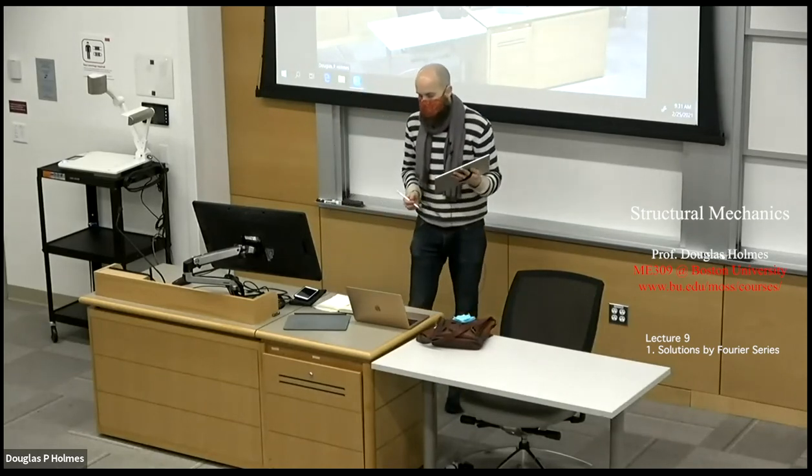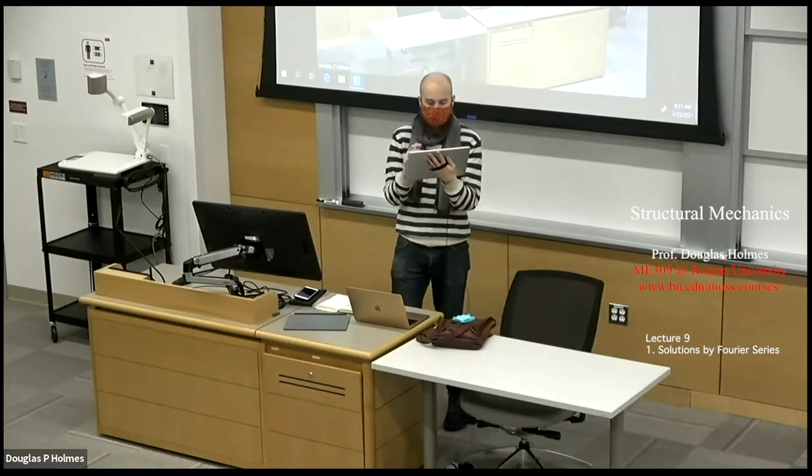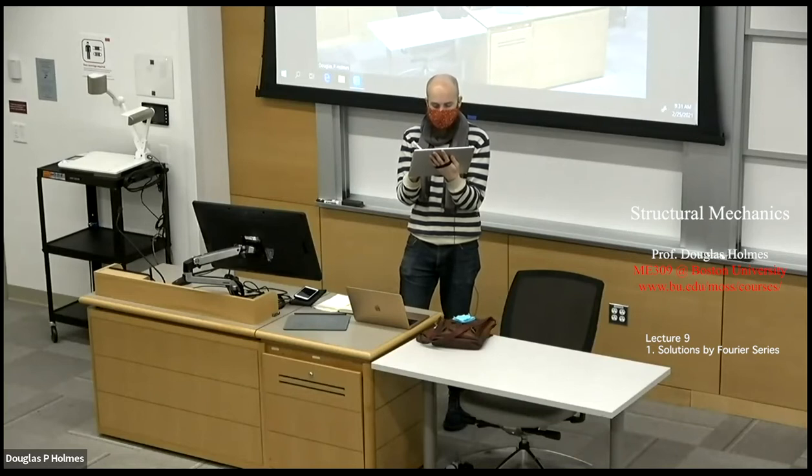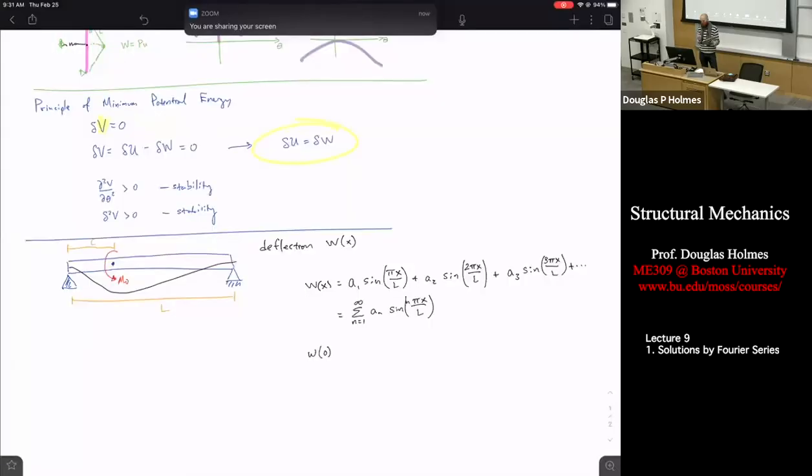Now, one subtlety that's important to note is that the function you choose needs to satisfy the boundary conditions. So for a simply supported beam, we know a couple of things. We know that the deflection at L, oops, I'm not sharing, am I? Why didn't I just click share? For a simply supported beam, what we know is that the boundary conditions tell us that the deflection at L and at zero need to be zero.